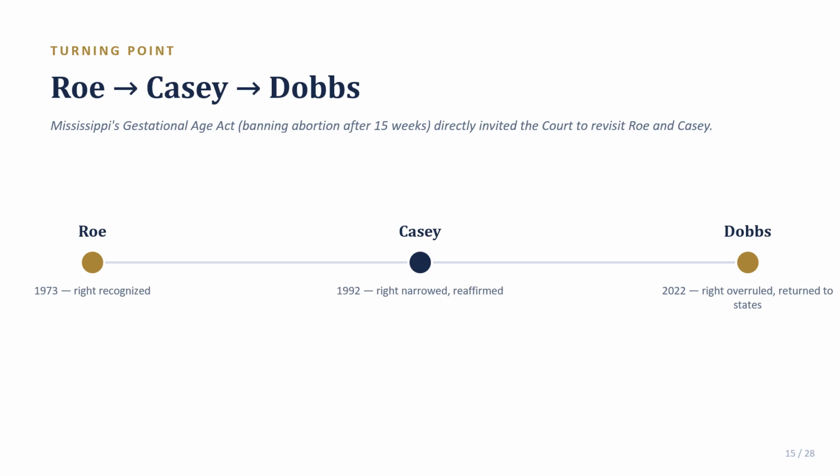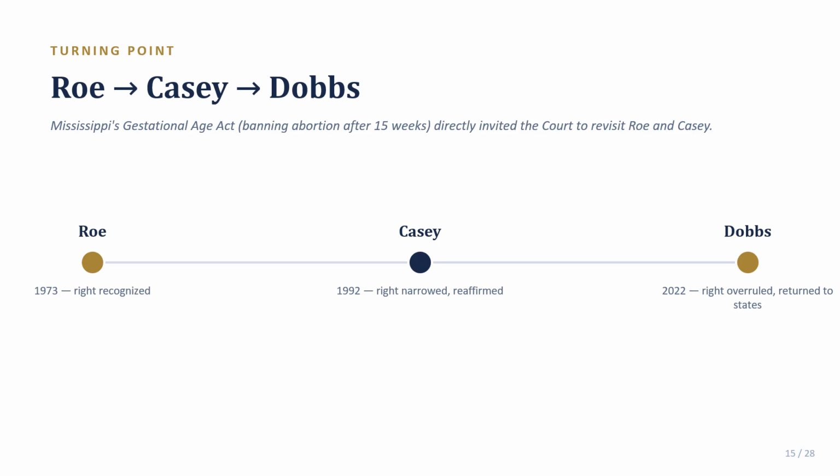Okay? So Mississippi's law wasn't crafted to survive under existing doctrine. It was crafted specifically to force the court to choose between striking down the law under existing precedent or using the case as a means to reconsider that precedent altogether.